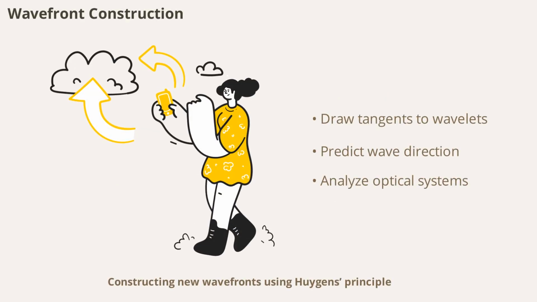Constructing new wavefronts using Huygens' principle involves drawing tangents to the secondary wavelets. This geometric approach helps us predict the direction and shape of reflected and refracted waves. It's a powerful tool for analyzing complex optical systems and understanding the behavior of light in various scenarios.